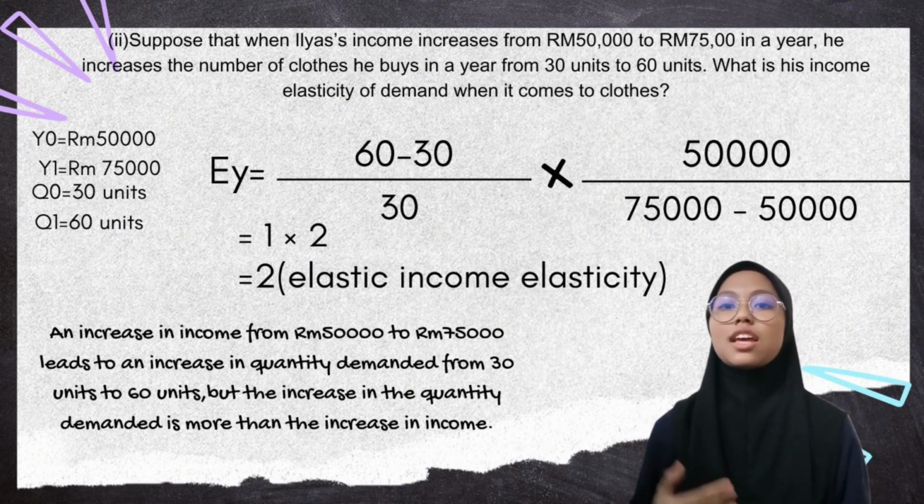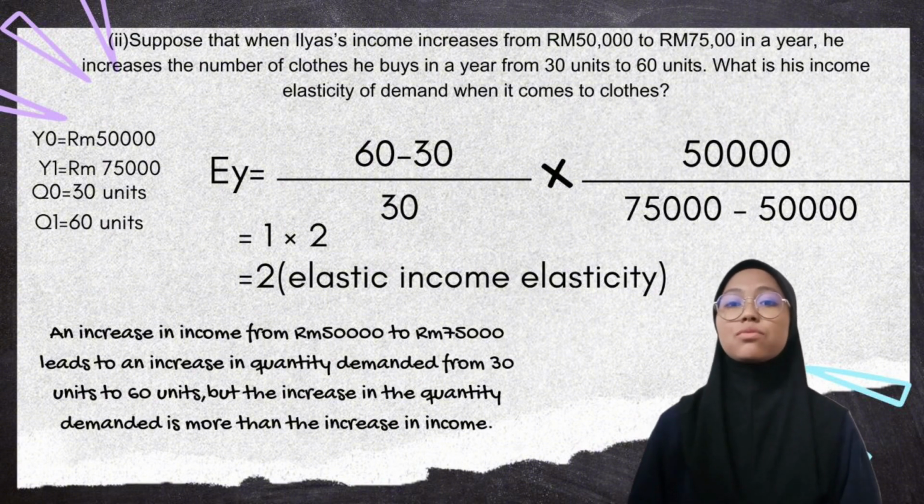So this is income elasticity because an increase in income from Rm 50,000 to Rm 75,000 leads to an increase in quantity demand from 30 units to 60 units. But the increase in the quantity demand is more than the increase in income.